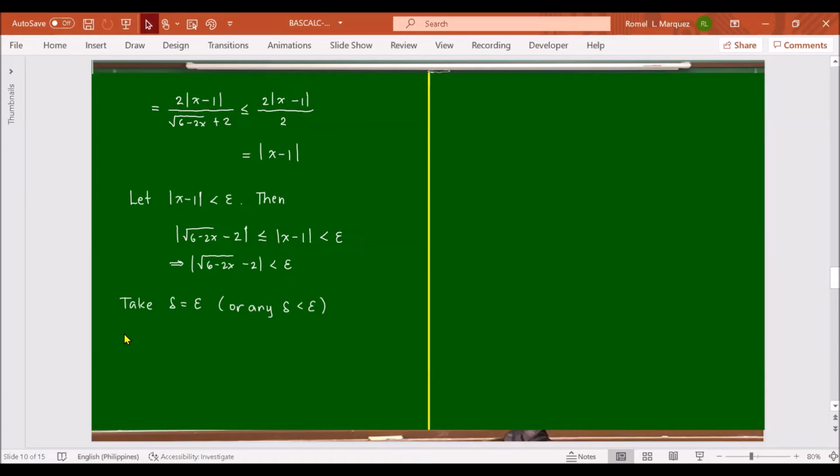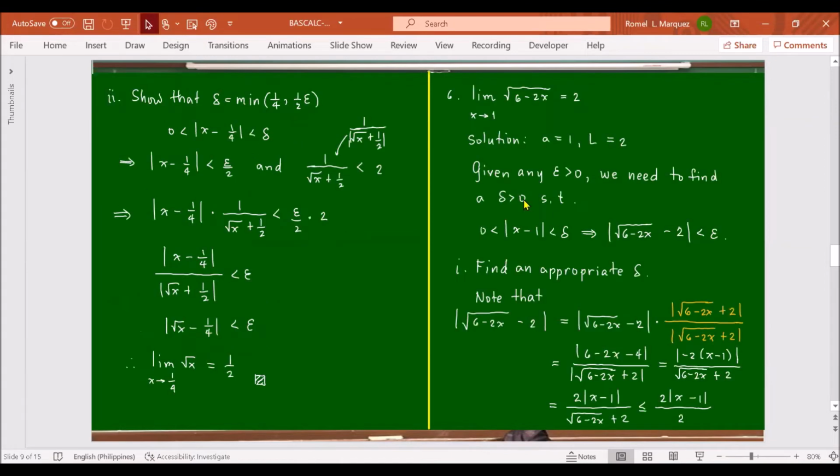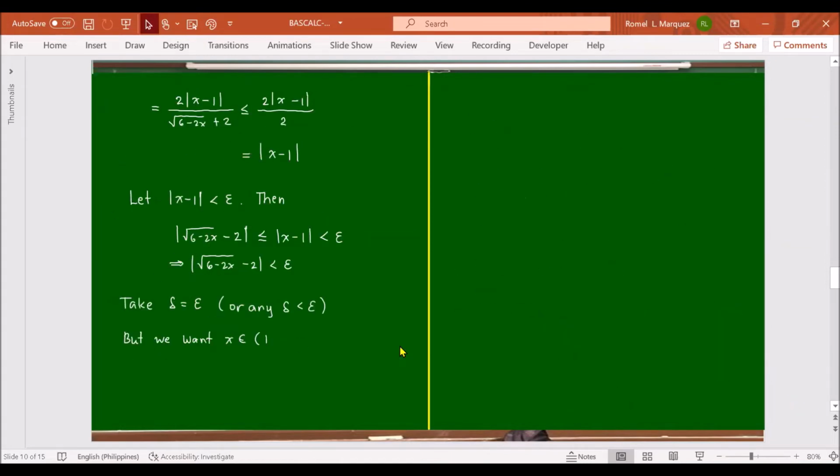Let's bound that denominator. So remember, we want our x to be in the open interval, that is our a, am I right? Our a is 1. 1 minus delta, 1 plus delta.